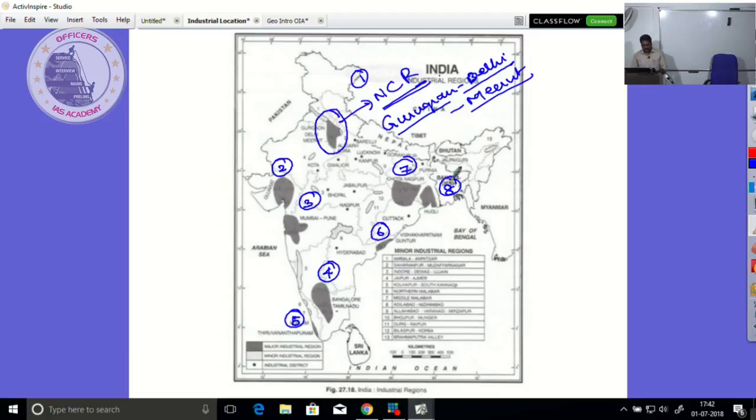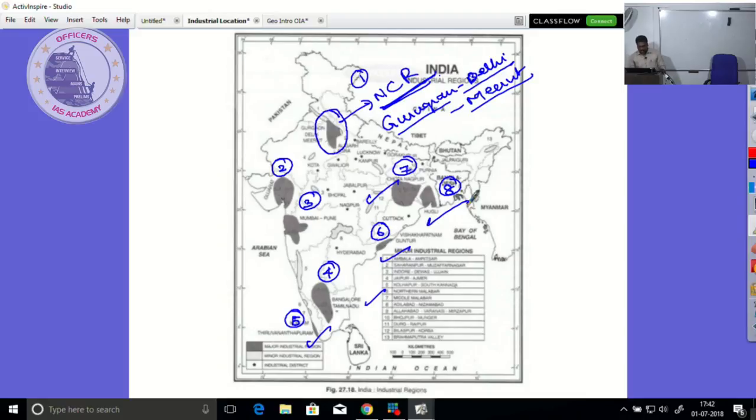These are the eight industrial locations in India. Let me repeat it. What we call as National Capital Region, Gujarat region, Mumbai Pune region, Tamil Nadu Bangalore region, Kollam Trivandrum region, Vaisak Guntur, Chota Nagpur, and finally Hooghly Industrial Region. These are the eight industrial regions of the country.